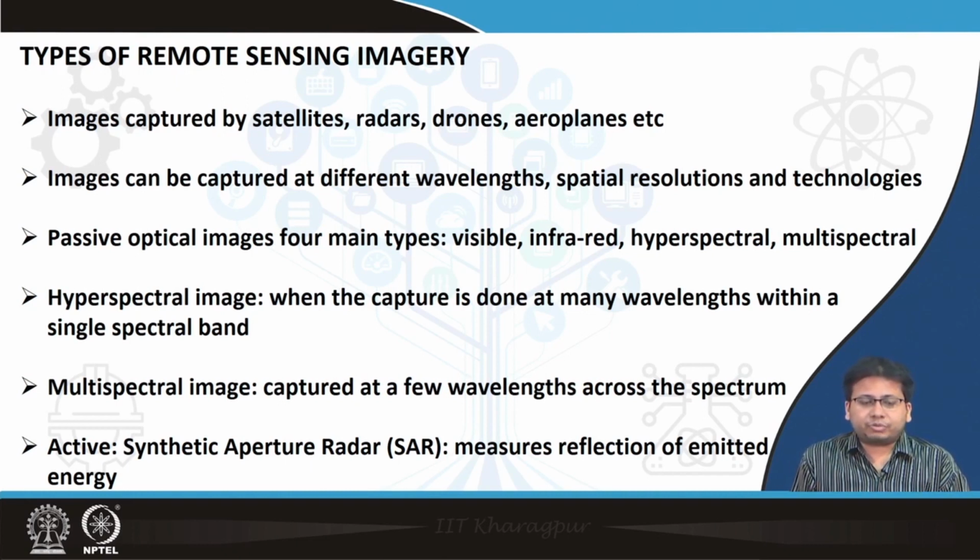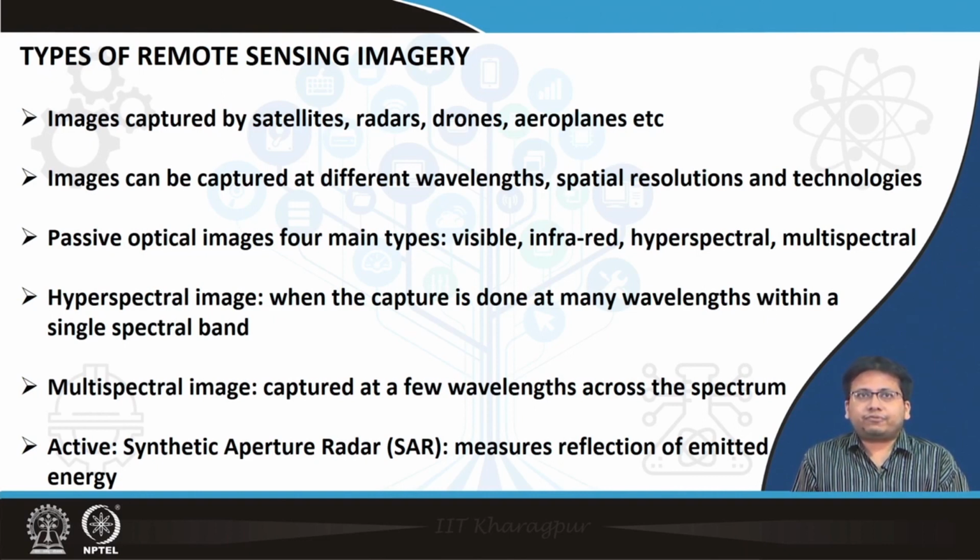Now these images can be captured at different wavelengths, spatial resolutions, as well as using different technologies. As we know, there is the electromagnetic spectrum, a part of which is visible to the human eye, while other parts are not visible. If the images are captured within certain wavelengths, we can say they lie within the visual range. That is, by looking at those images we can understand that this is a car, here is a tree, here is a human being, and so on. But in other wavelengths, by looking at them we may not be able to make much sense of them.